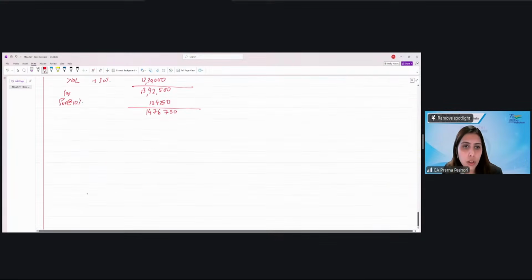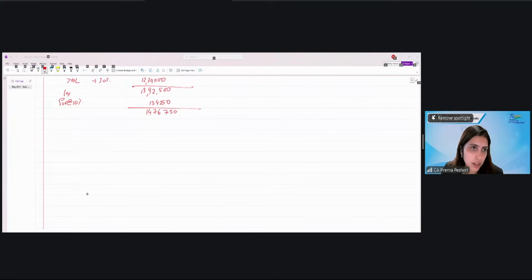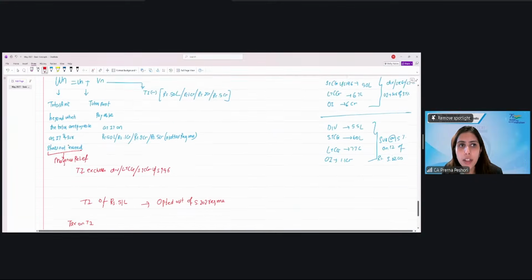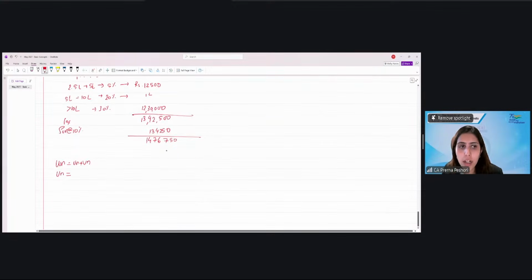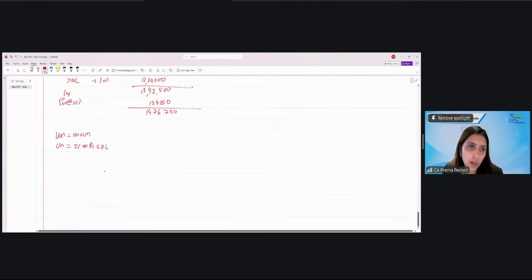So WN is equal to UN plus VN. Now what is UN here? Income tax. What was UN? Total amount payable as income tax on 50 lakh, 1 crore, 2 crore or 5 crore. Right? So income tax on rupees 50 lakh, because here it is 50 lakh in our case.